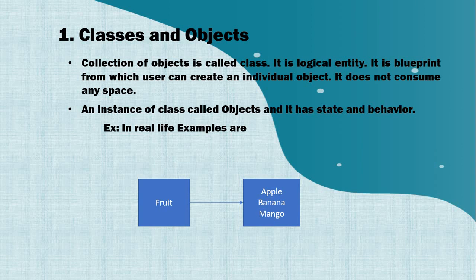Next, what is an object? An object is an instance of the class and it has a state and behavior. The class is considered a blueprint from which the user can create objects. A real life example: if we consider fruit as a class, then various objects are apple, banana, mango. Day to day life we see fruit as a class, and apple, banana, mango as the objects of the class.